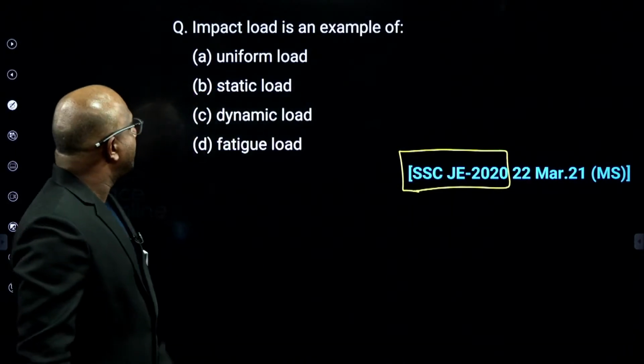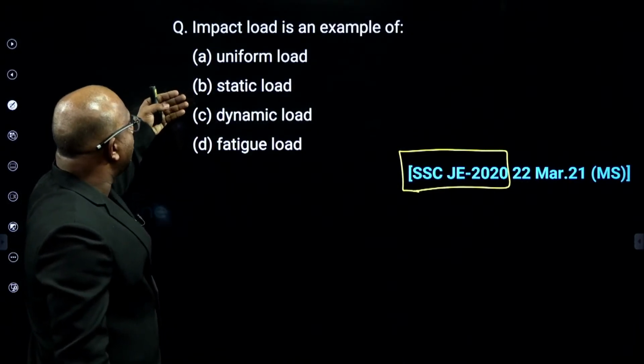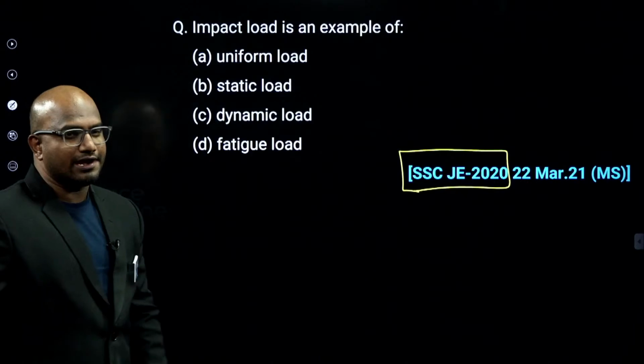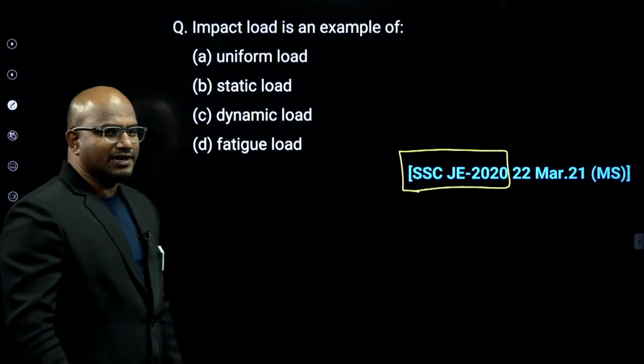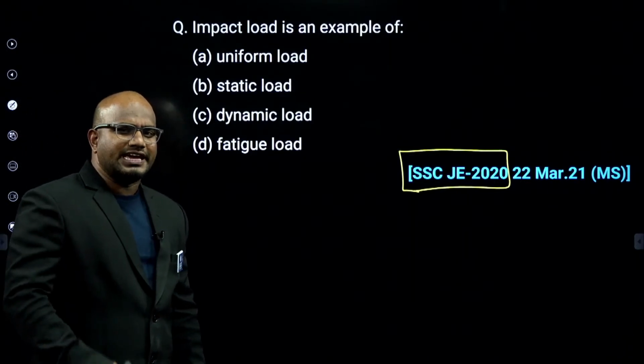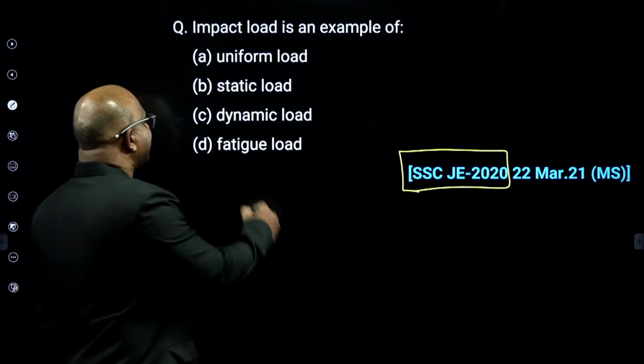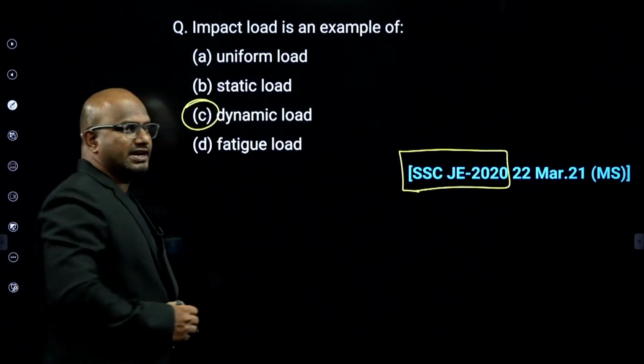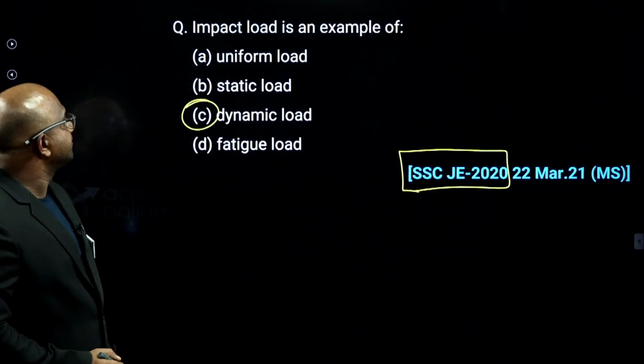Impact load is an example of uniform load, static load, dynamic load, or fatigue load? Impact load means it comes in only once, guys. It changes with respect to time. It is called a typical dynamic load. It is a typical dynamic load.